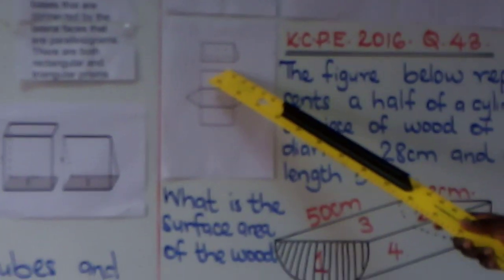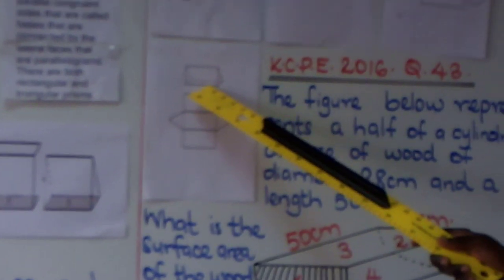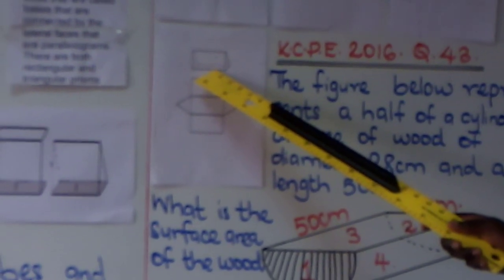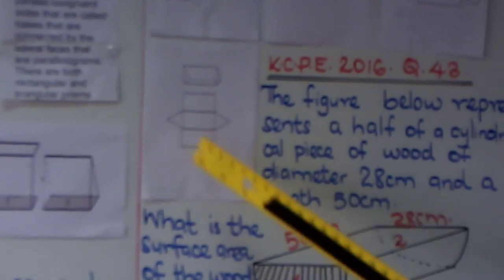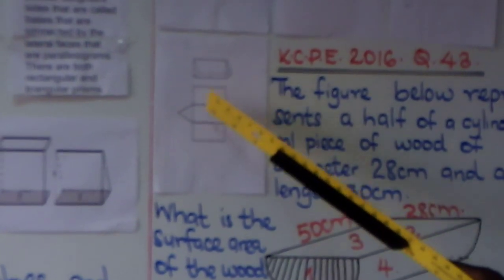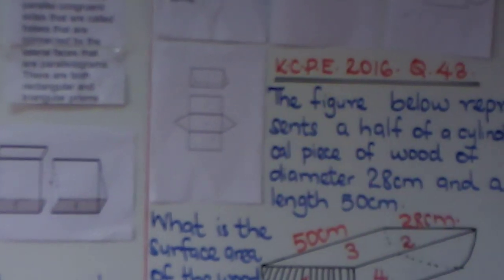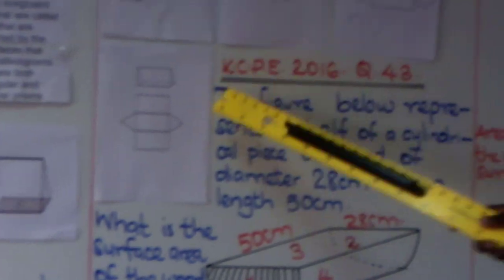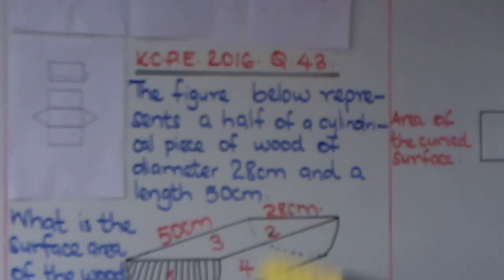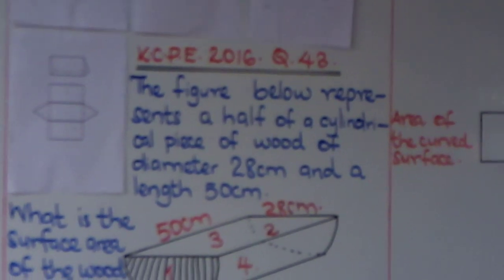Then a wedge. A wedge is here. That's a wedge. Half of a cuboid is a wedge. It has 1, 2, 3, 4, 5 faces. So having this knowledge, we can answer question 43 of KCPE 2016.